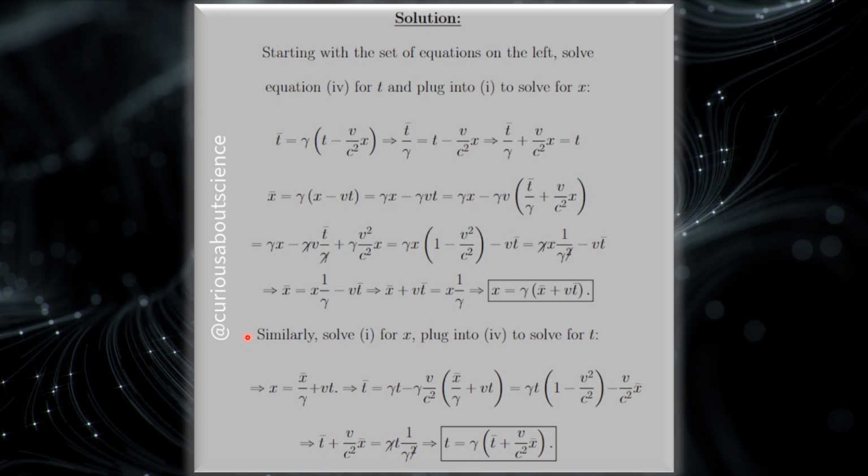Similarly, we could do this back substitution method. Solve 1 for x and plug it into 4 and solve it away for t. And when we do this, we get exactly what we expect. t is equal to gamma times t bar plus v over c squared x bar. Deal with system of equations, not too bad. We've seen it before. Algebra comes through.